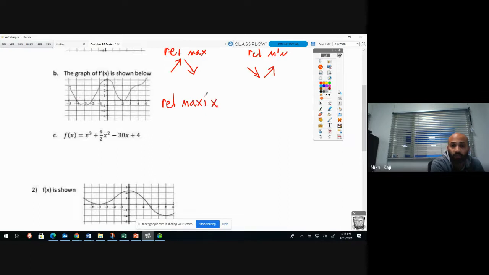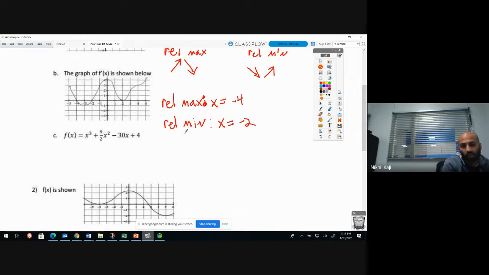At x equals -4, because here it was positive. So that means on my original graph, it was going up, then it became going down. That's the only place that it was positive and then changed to negative. Relative minimum would be when my derivative was negative, down here, and then becomes positive. So that's at x equals -2.